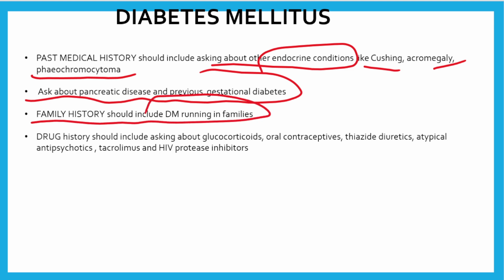That is very important. Then we'll ask about the drugs, particularly glucocorticoid, oral contraceptive, thiazide diuretic, atypical antipsychotic medication, tacrolimus, which is an immunosuppressant used in renal transplant patients, and HIV drugs, protease inhibitors, because these all can cause diabetes.